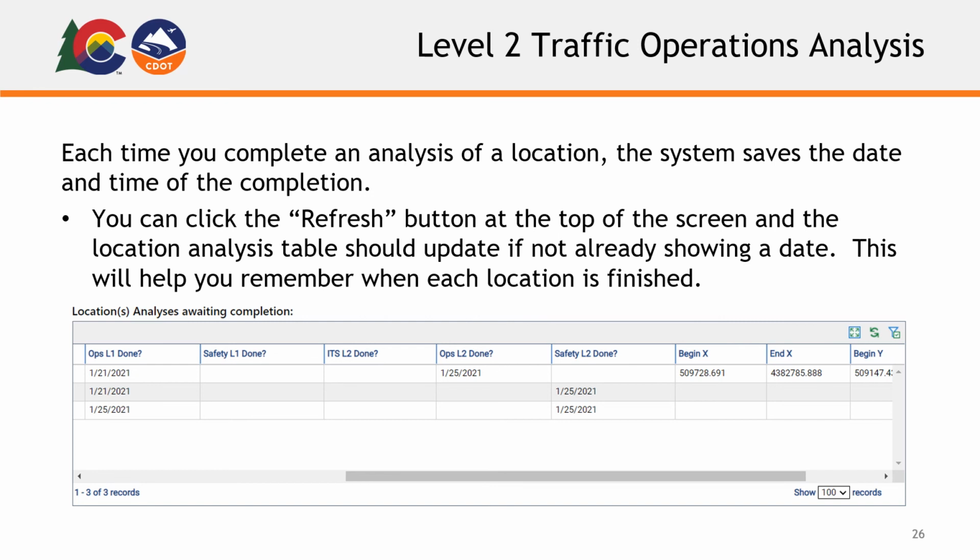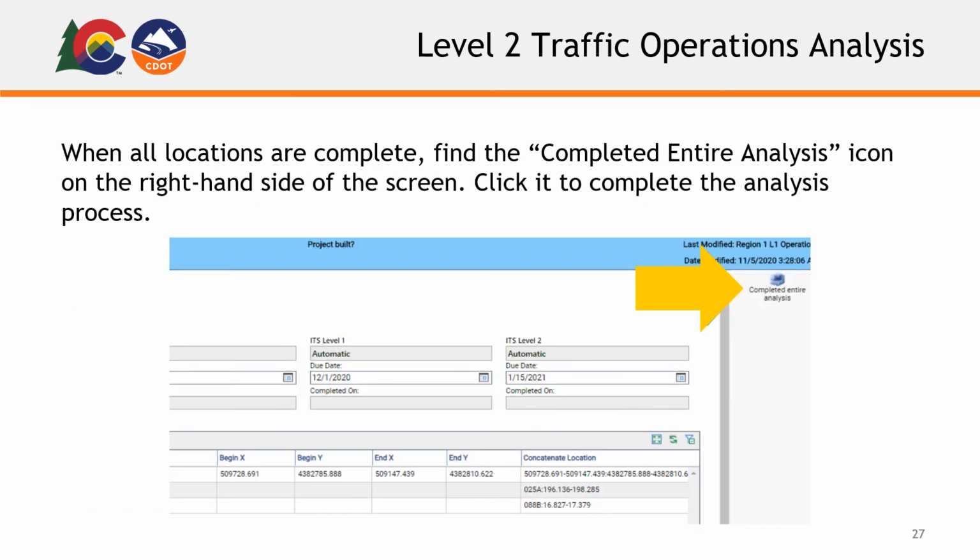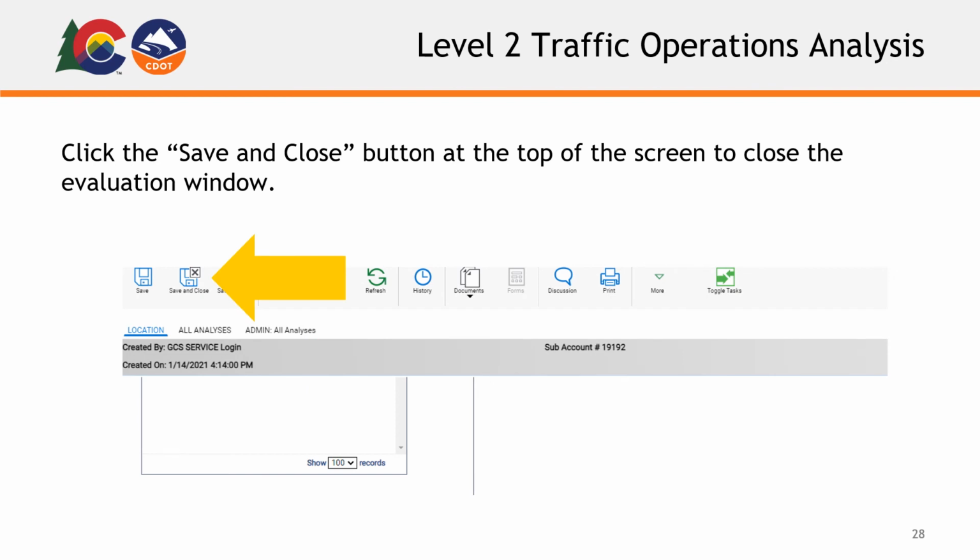You can click the Refresh button at the top of the screen, and the location analysis table should update if not already showing a date. This will help you remember when each location is finished. When all locations are complete, find the Completed Entire Analysis icon on the right-hand side of the screen. Click it to complete the analysis process. Click the Save and Close button at the top of the screen to close the evaluation window.